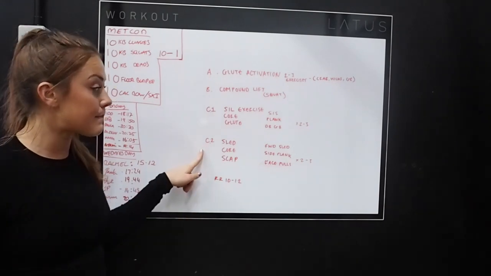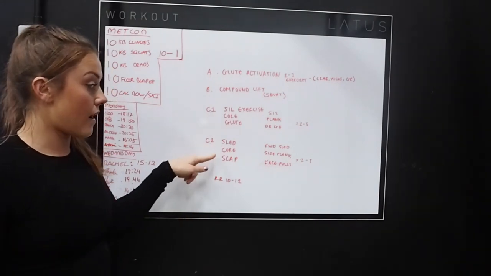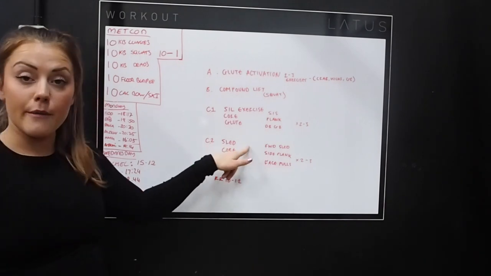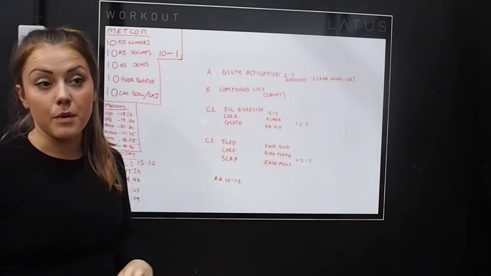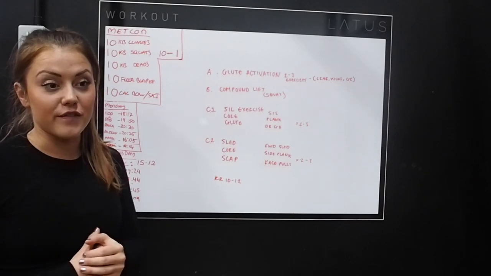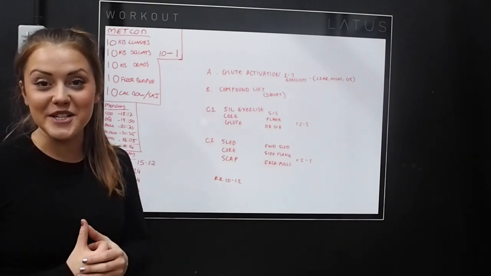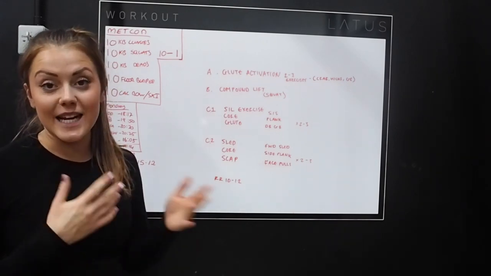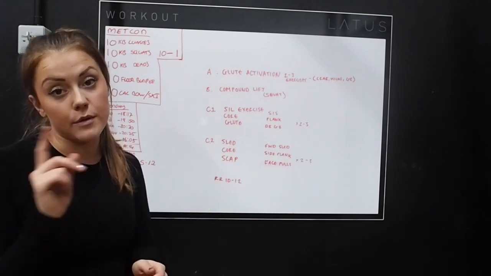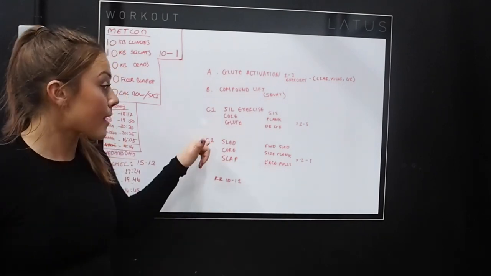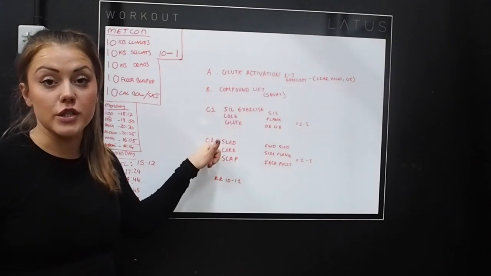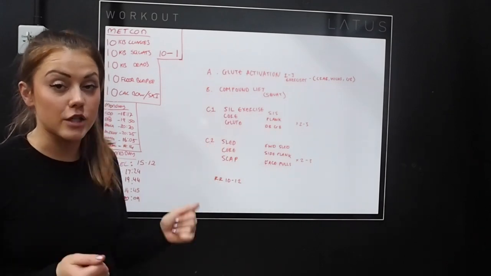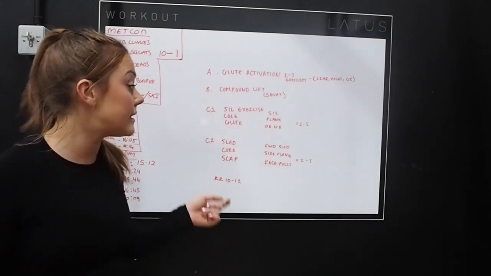And then finally, the last part, we've got a sled, a core, and a scap strengthening exercise. I would go forward sled in this instance. I'd probably do 2 lengths of your gym, however long your gym is. I would personally, in our gym, we've got a 30 meter track, so I would do 2 lengths. On that note, if you're doing deadlift, I would just switch to backwards sled, so you're just literally pulling it backwards rather than pulling it forwards.